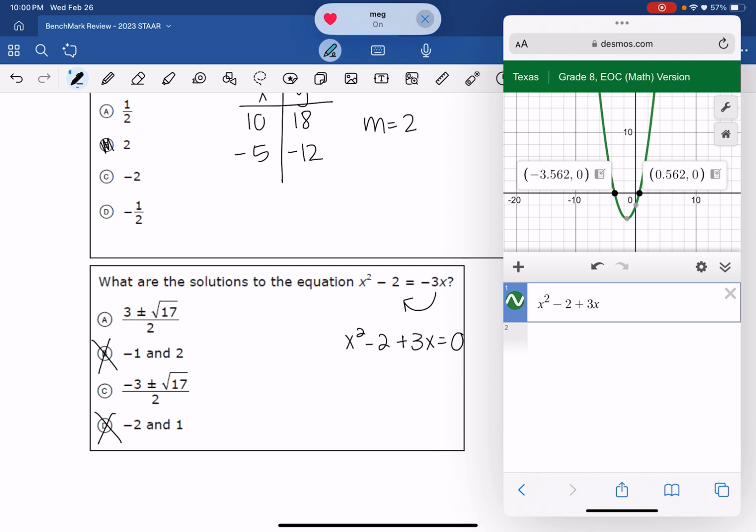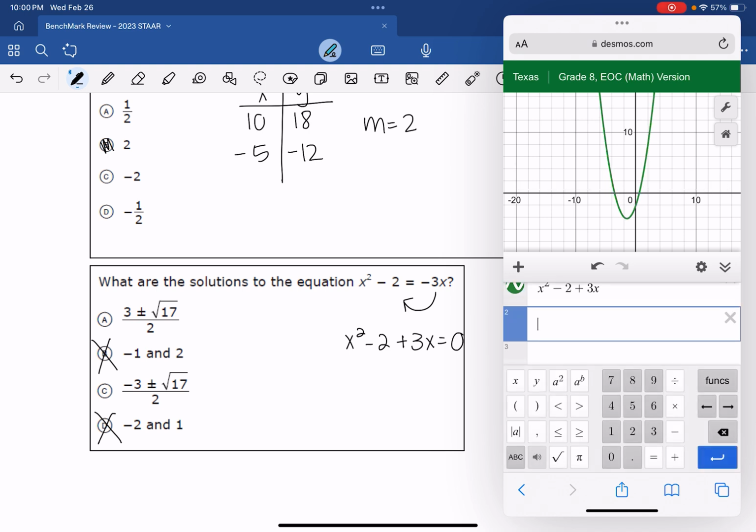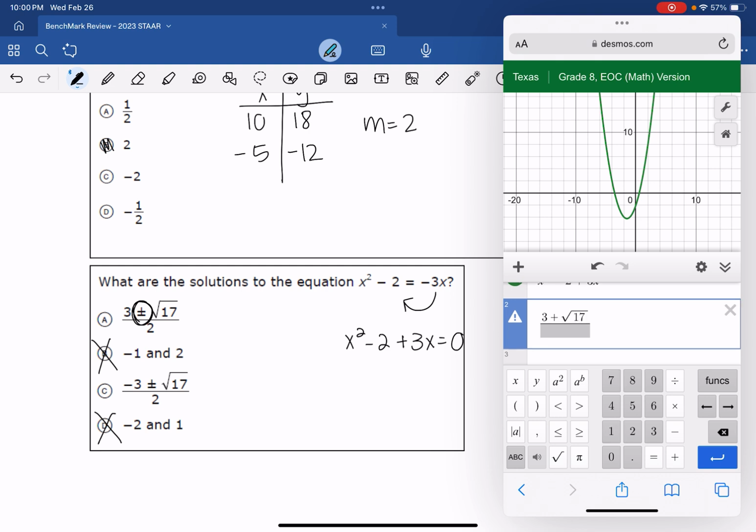That's not what it tells me right here. It says negative 3.562 and 0.562, okay? So I just have to type my remaining answer choices in, right? So division sign, 3. This is a plus minus sign, meaning, remember, that's just like the quadratic formula. I can only do one at a time, so I'll do plus the square root of 17 and then divided by 2. And I get a positive 3.56.